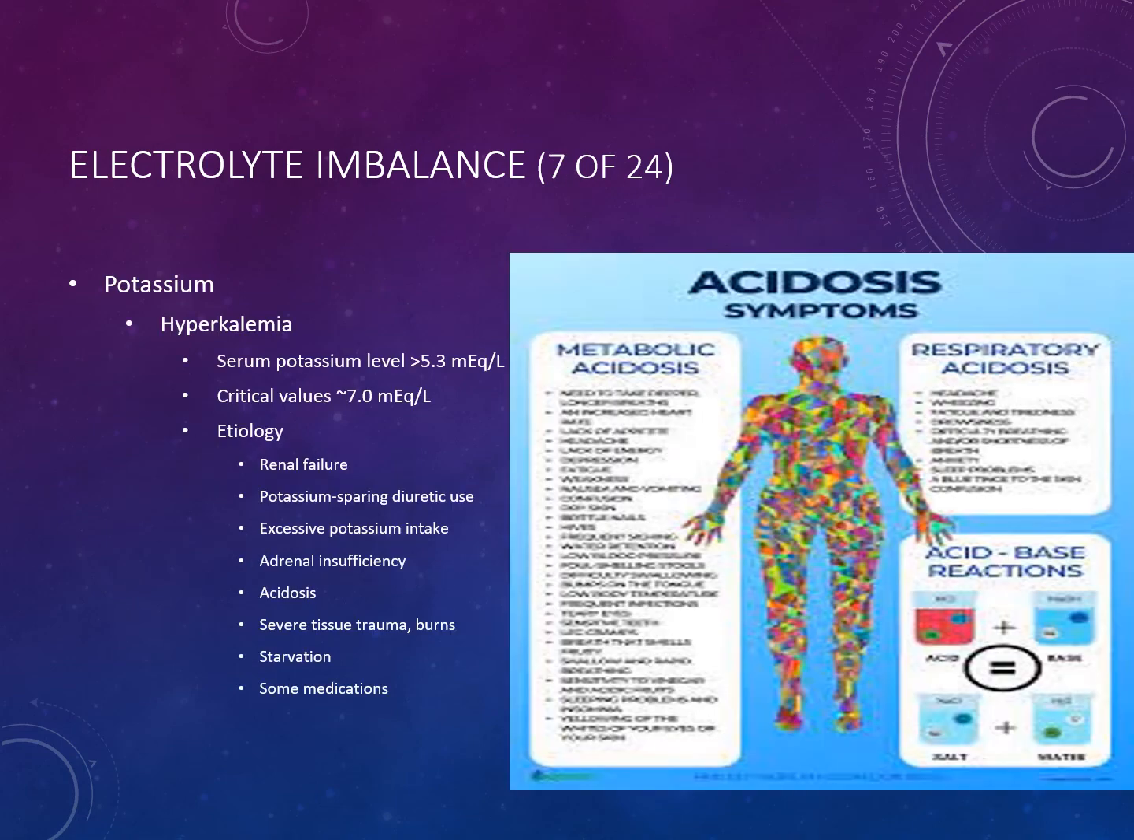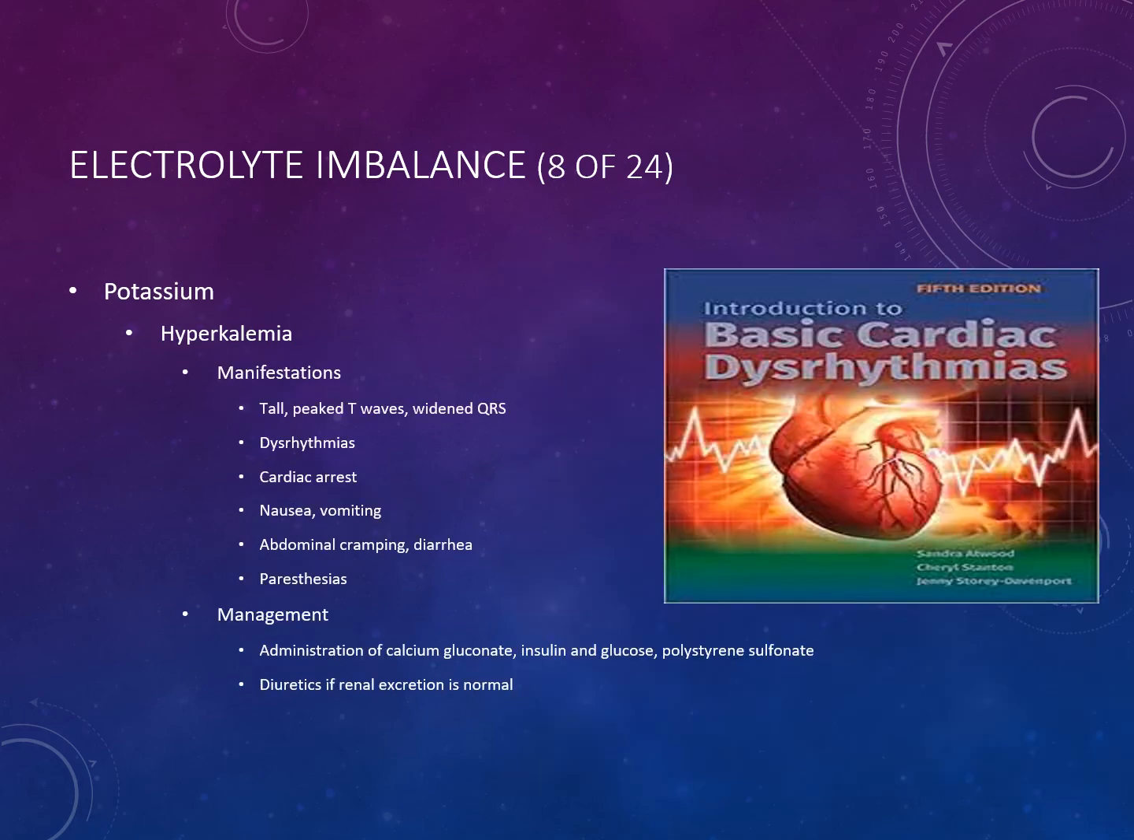Hyperkalemia, greater than 5.3. Renal failure and potassium-sparing diuretics can cause it. You can go into a state of acidosis. Starvation can cause it. And then again, the cardiac problems: dysrhythmias, cardiac arrest, paresthesia with those muscles. Management is administration of calcium gluconate. That is the do-all. Calcium gluconate, insulin, and glucose. And I already talked to you about the insulin.